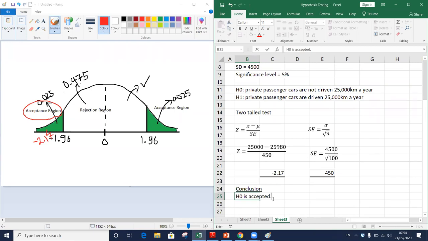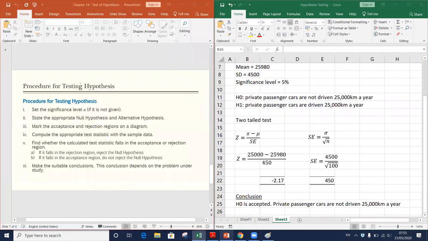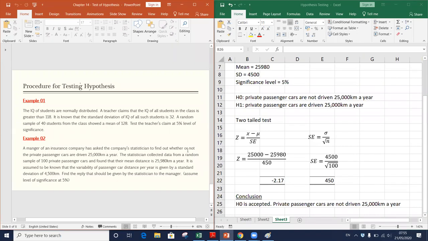Null hypothesis is accepted. What do you mean by the null hypothesis being accepted? Statistically, in general form, how can we say it? This is the statement: private passenger cars are not driven exactly 25,000 kilometers a year; it can differ. So this is our conclusion, and this is what the manager wanted to know. Whether or not private passenger cars are driven 25,000 kilometers a year, we have statistically found that they are not.